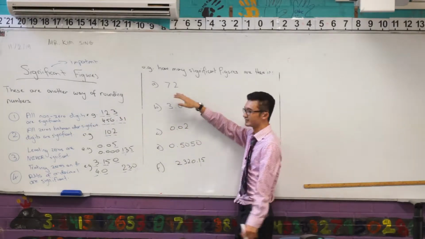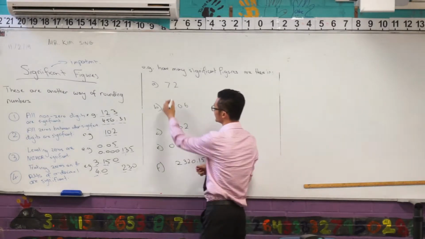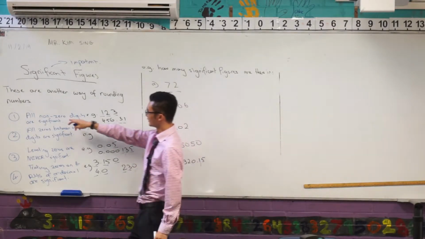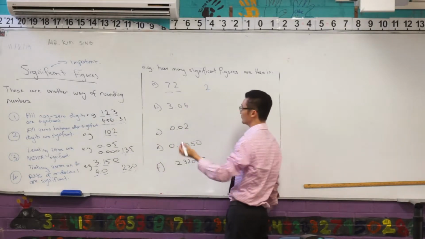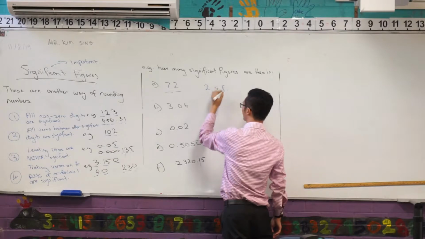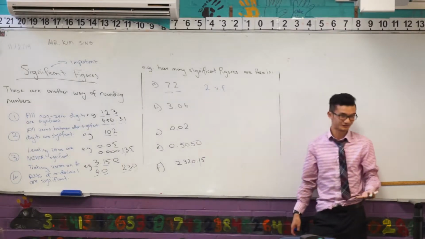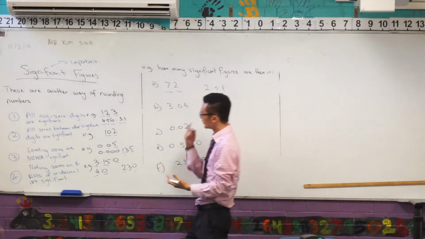This one here, this first one, I see all of these are non-zero. So I've got 7 and a 2 there. So I know that all of those are significant. So this one would have 2. And we can write an abbreviation for this. I can write SF, which is short for 2 significant figures. Okay?